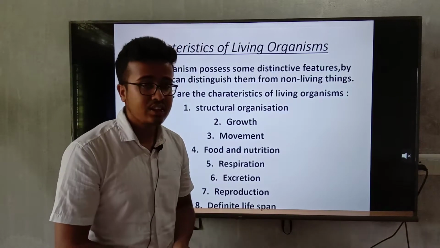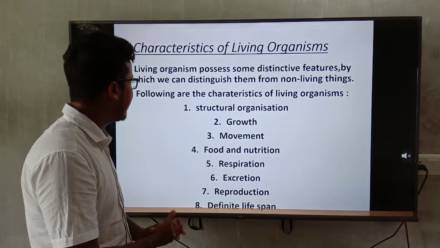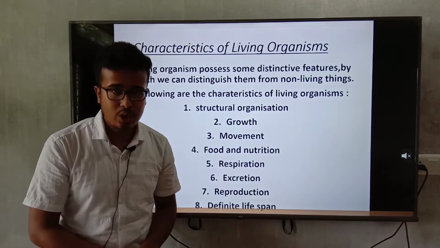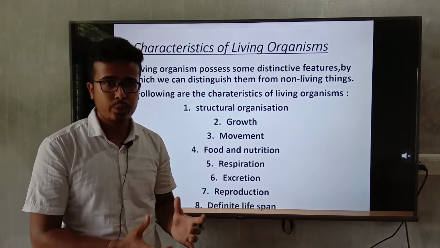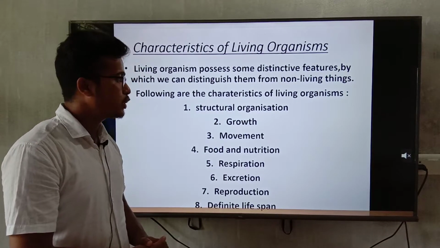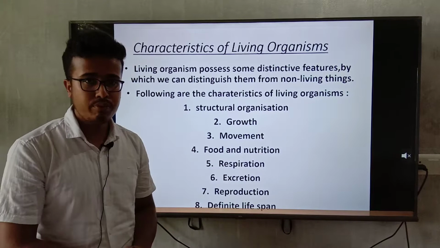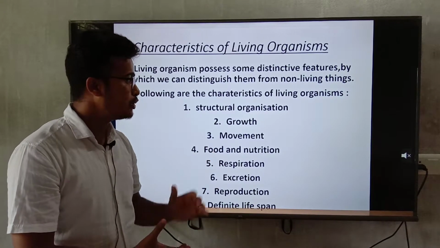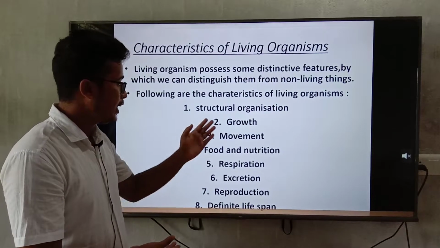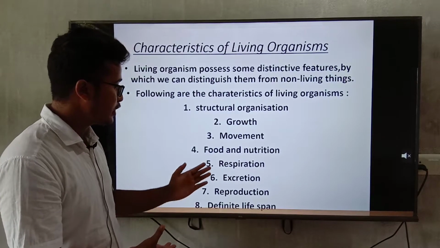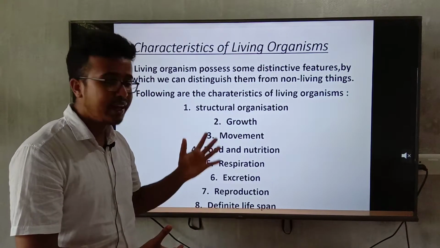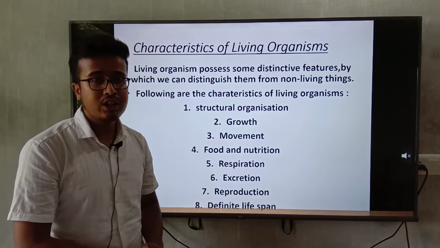After this, characteristics of living organisms. Living organisms possess some distinctive features, some unique features, by which we can distinguish them from non-living things. So these are the characteristics of living organisms, which are not present in non-living things: structural organization, growth, movement, food and nutrition, respiration, excretion, reproduction and definite lifespan. Now we will learn all these characteristics in detail.